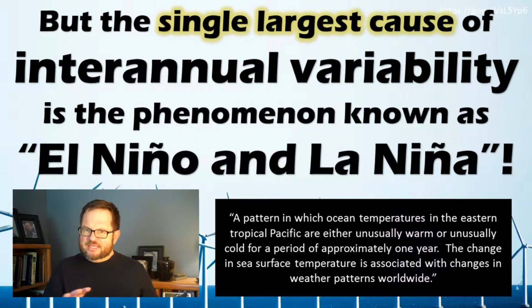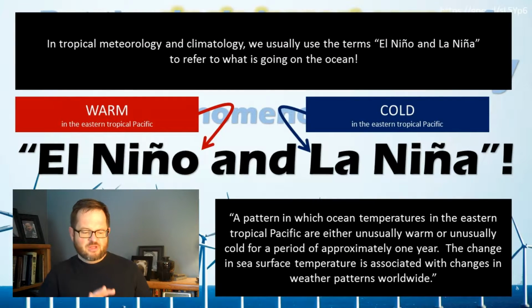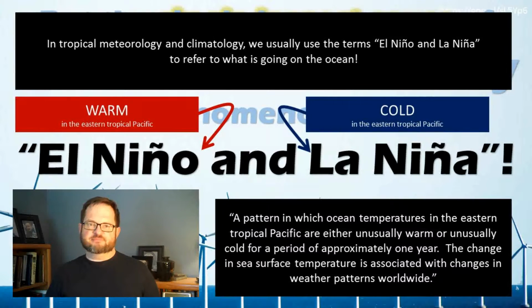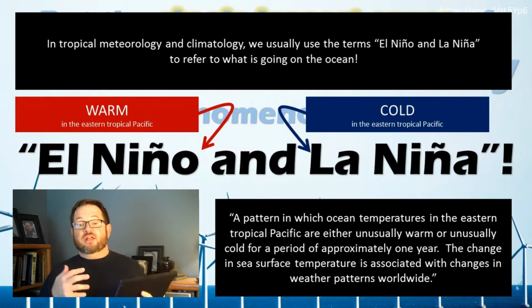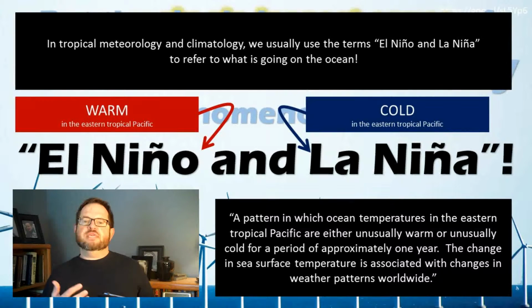Now, let's start picking this thing apart. I said warm or cold. Well, that's why there are two terms here. In tropical meteorology and tropical climatology, we tend to use the words El Nino and La Nina for the warm and cold phase of this phenomenon. So it is an El Nino event when the water temperatures in the central and eastern Pacific are unusually warm, and it is a La Nina event when the water temperatures in the central and eastern Pacific are unusually cold.